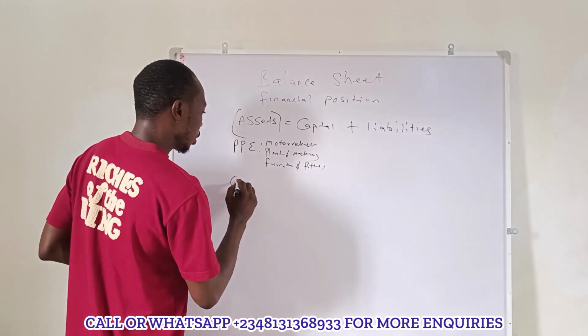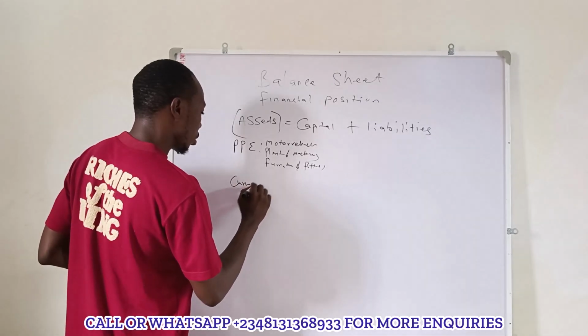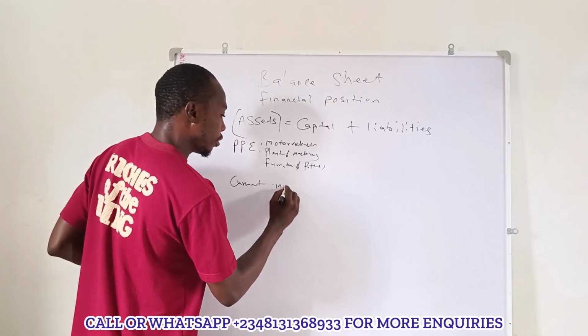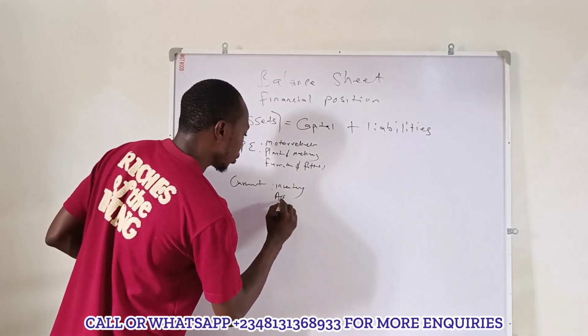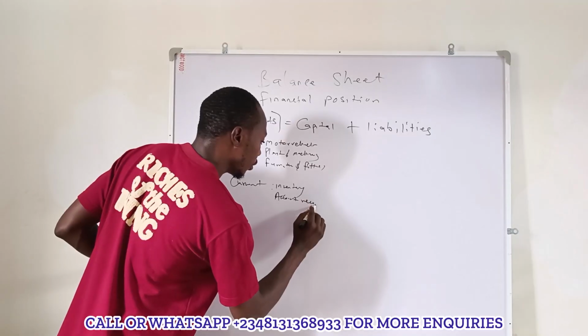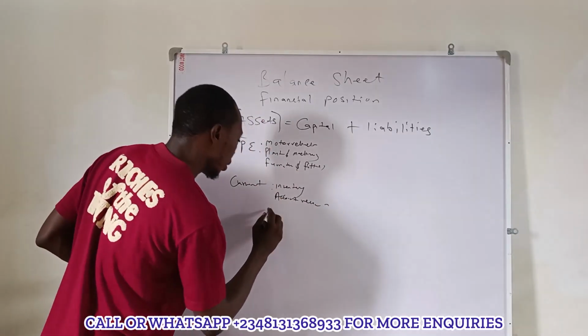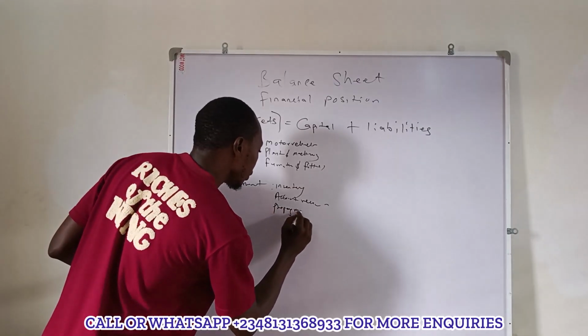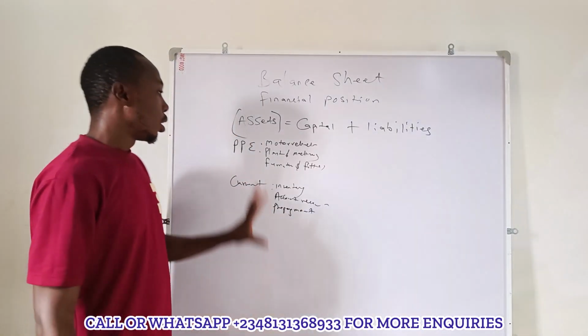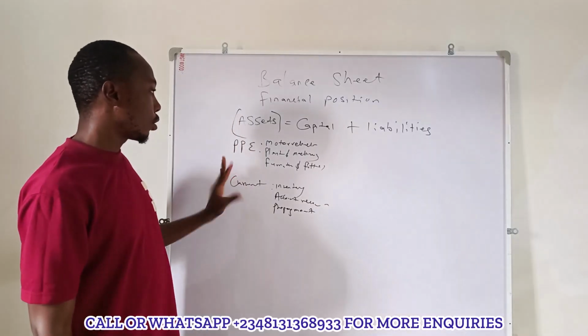Now, the other one is current asset. This is where we have inventory, account receivables, and prepayment, that is advance payment. In a nutshell, these are your assets.